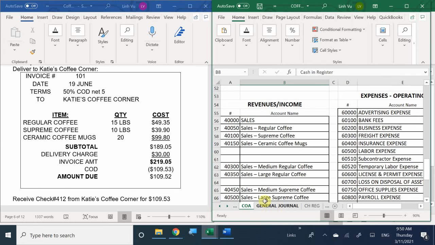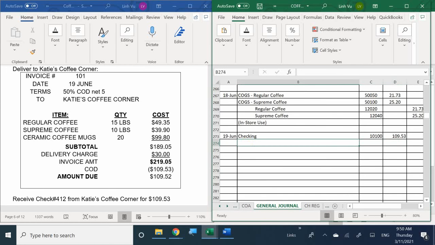So I've got sales regular coffee, sales supreme coffee. Okay, so 4,050. Here we are. Sales regular coffee, and we've got sales Supreme Coffee. What else did we sell? Mugs. Yes, we sold the ceramic coffee mugs. What else is there? Delivery charge.